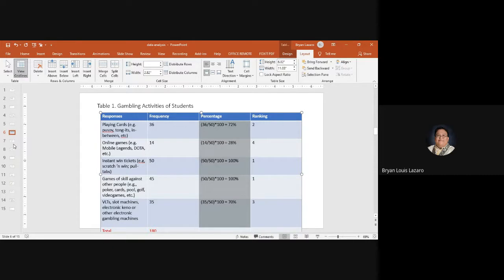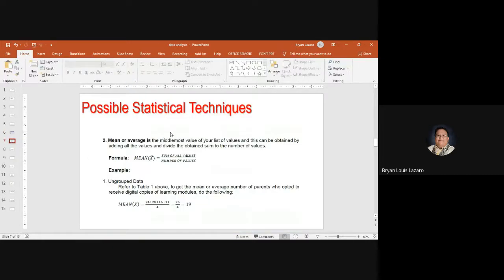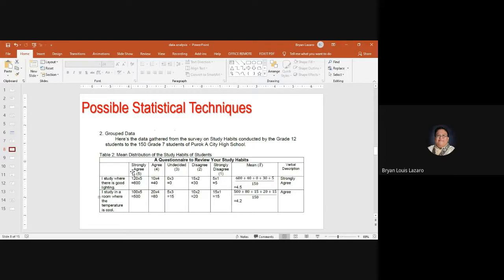Okay. Now, meron pa tayong isang ginagamit na statistical technique na hindi mawawala. That is the mean or average. Mean or average is the middlemost value of your list of values. Pag sabi mong mean, yun yung average. Nakalagay naman dyan. It's the average. It has a formula: you're going to sum up all the values and divide by the number of values. Usually, ginagamit ang mean sa rating scale. Okay? Sa mga ranking. Okay? So, mga ganito. Nakikita?